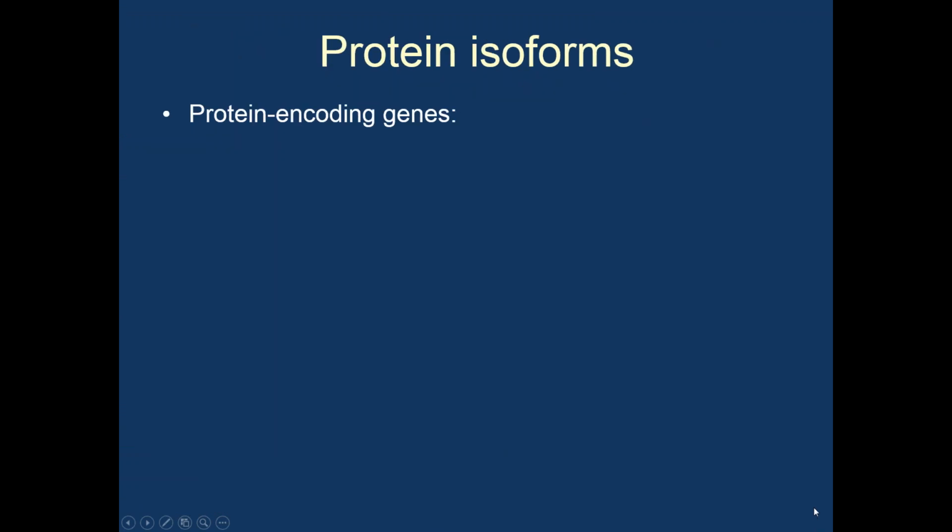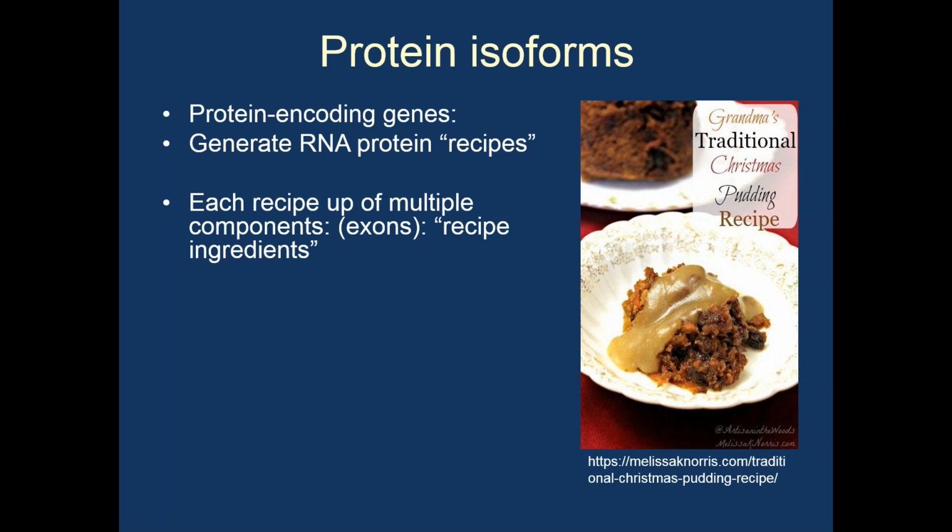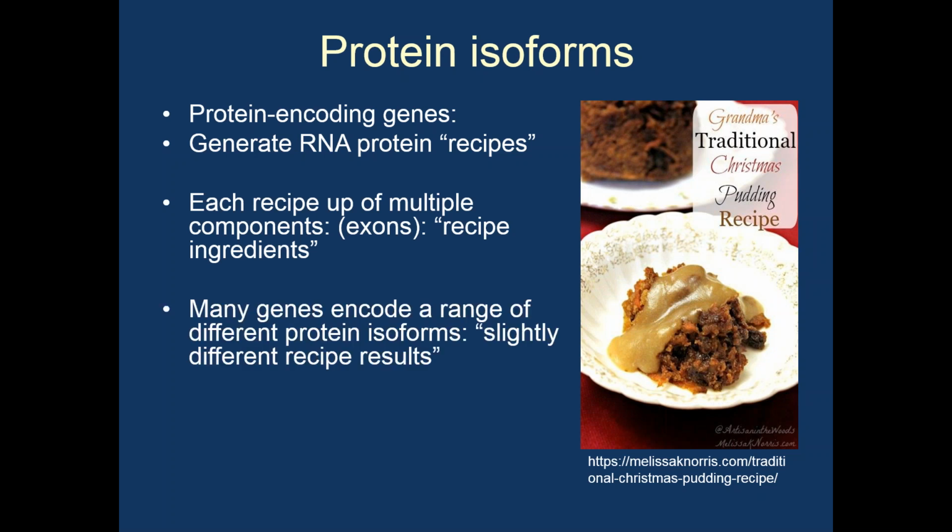There we go. Okay. So there are different sorts of genes within the genome, but protein encoding genes are a particular subset of those genes. And what they do is generate an RNA protein recipe. It's called an RNA transcript for a particular protein. And I'm going to use a very seasonal example, so a Christmas pudding recipe, as an example of that. And each recipe, so each RNA transcript, is made up of multiple components, which are called exons, and these are effectively like the recipe ingredients, like the currants or sultanas in a pudding.